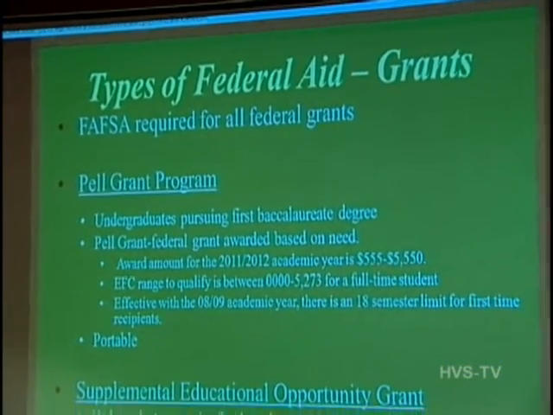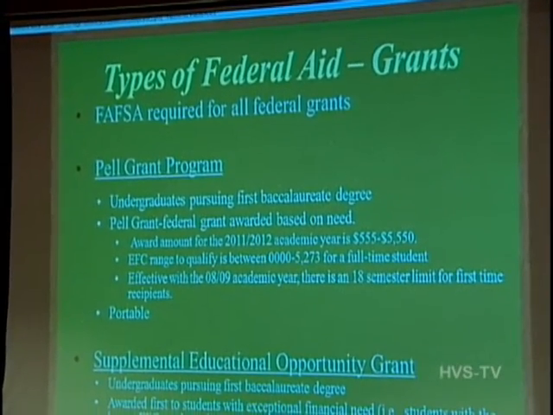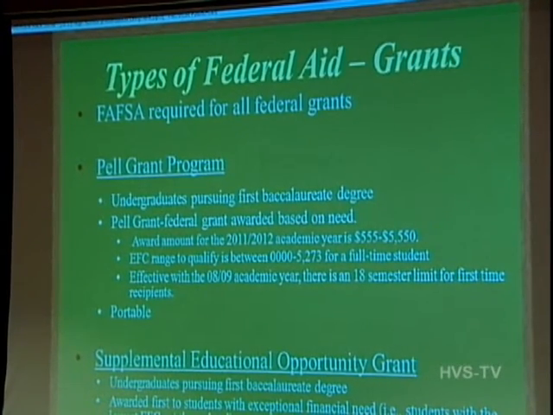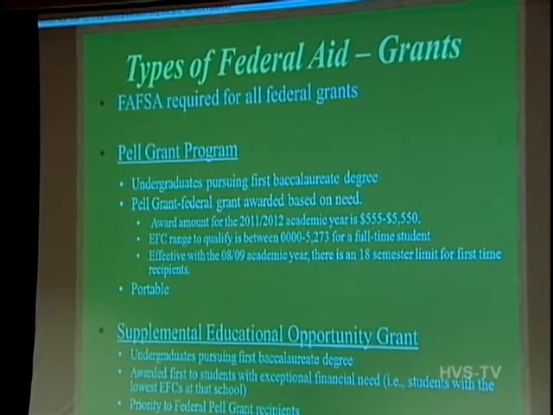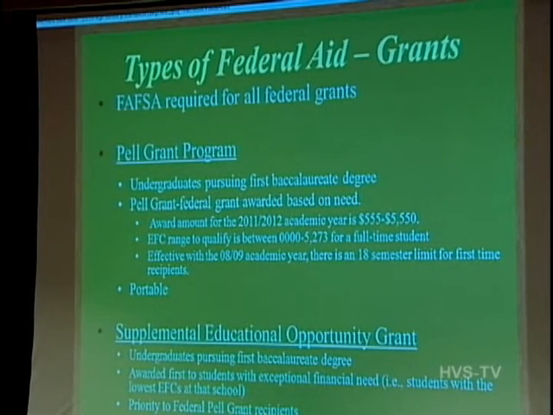One type of grant that your student can receive is called the Pell Grant. This is for undergraduate students pursuing a first baccalaureate degree. The Pell Grant is a federal grant awarded based on need. The award amount for the current school year is between $555 and $5,550 for a full-time student. The EFC range should be between 0 and about $5,273 for a full-time student.